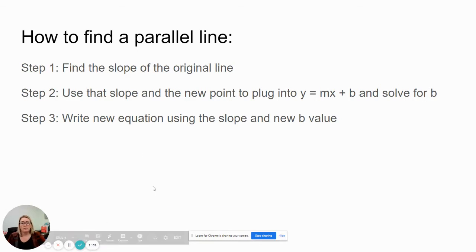We're going to go through a couple of these examples together, and I'm going to have you do a little bit of practice, but really, because we're using the exact same slope and we're just rewriting lines, this should be a fairly easy concept for you, I hope.